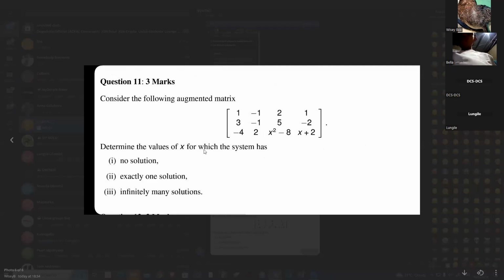Determine the values of x for which the system has no solution, exactly one solution, infinitely many solutions. It will take me more than 5 minutes, but it's the same idea. Let me look for a different one.